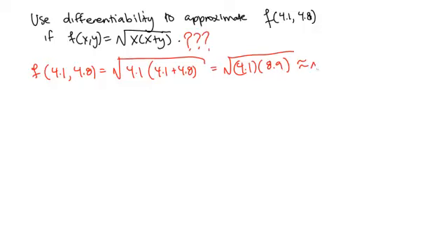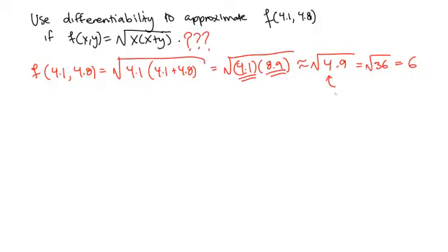I mean, this is about the same thing as the square root of, well, that's about 4. That's about 9. This is the square root of 36, which is 6. So I know it's kind of in the ballpark of 6, but I can't really tell if it's much above it or below it. So how is differentiability supposed to help me out with this problem?